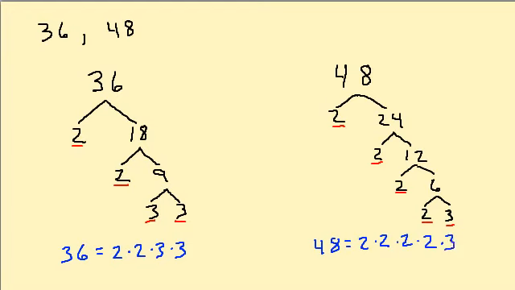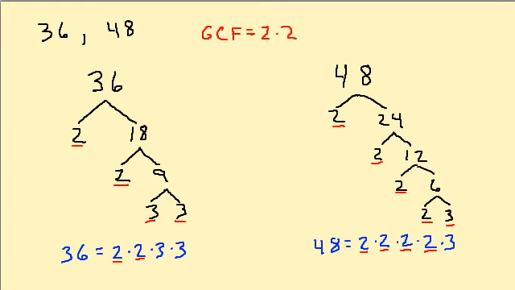Now, to find the greatest common factor, or the GCF, we look at each different prime factor. So let's look at the 2. In 36, the 2 appears twice, and in 48 the 2 appears 4 times. So to find the greatest common factor, we take the 2 the least number of times it appears. In 36 it appears twice, in 48 it appears 4 times. The least amount of times it appears is twice, so that's how many times we use it.